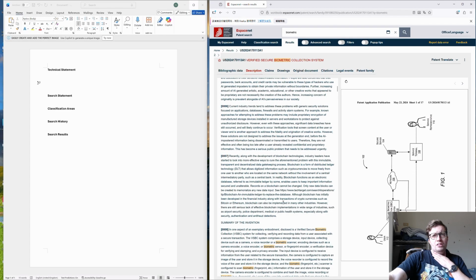And then it's also using blockchain. That's why it's 21/64, because that's where they typically classify blockchain stuff.